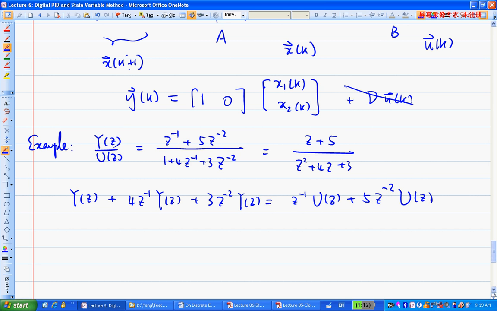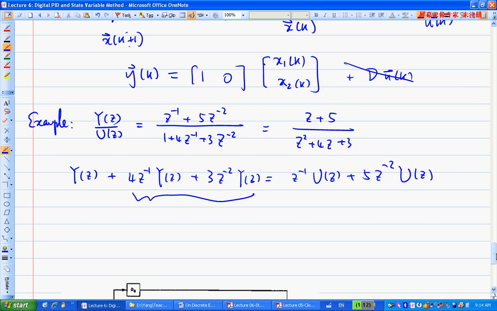Okay, is that good? So then I am going to move this one to the right. Move this to the right. And once you moved, and then you do this, right?